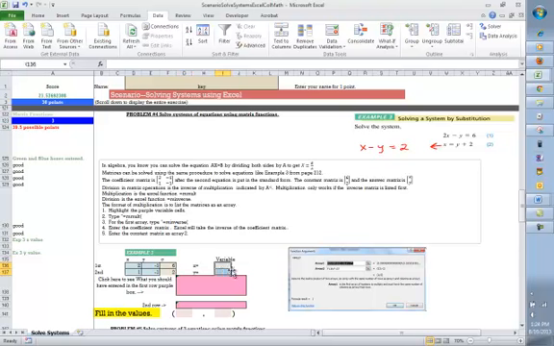So in our x and y variables, we type equals matrix multiplication. We're going to solve this by multiplying the inverse, M inverse, of the coefficient matrix by the answer matrix, Control Shift Enter, and then when you press enter, you will get 4 and 2.